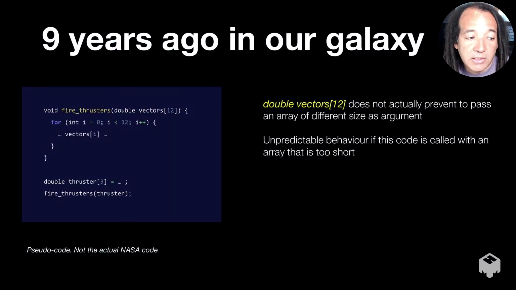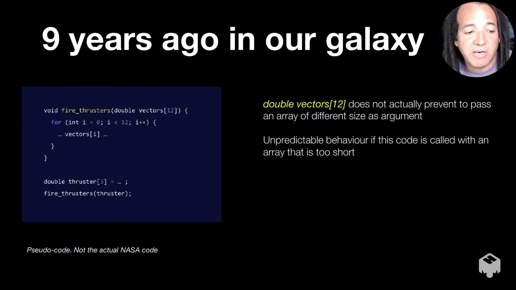So, 9 years ago, the Curiosity rover was about to land on Mars, and the NASA engineers discovered a critical bug in the control software that would likely prevent the opening of the parachute during the landing. The pseudocode that you see here explains the bug. In C, even if the parameter of a function is declared as an array of size 12, nothing prevents you from passing an array of any size as argument of the call. So you can pass an array that is shorter, and in this case, the result is unpredictable.